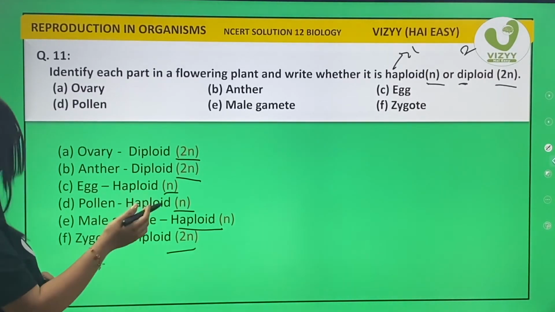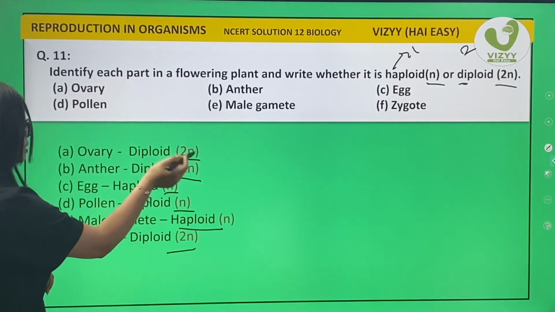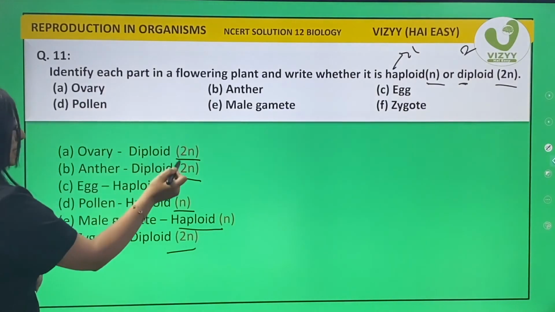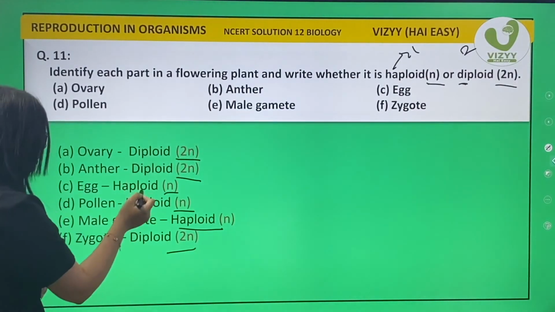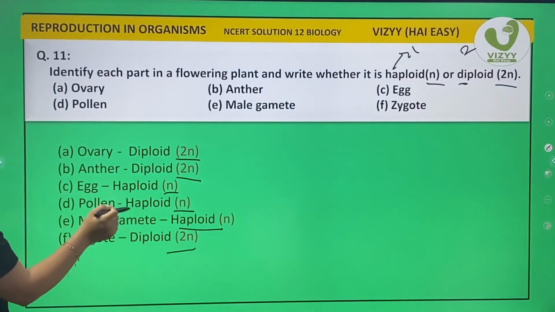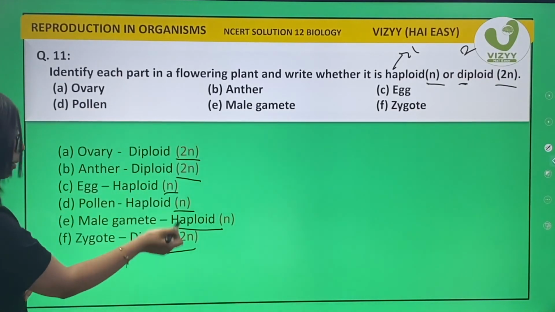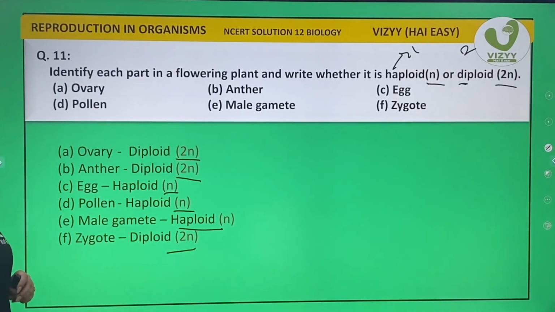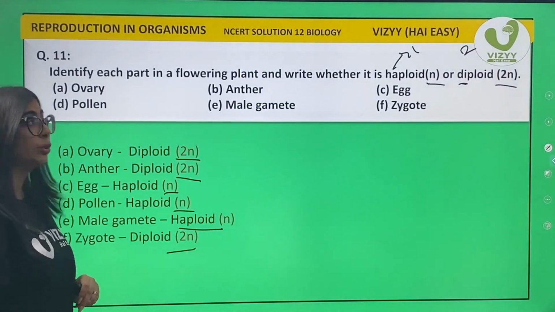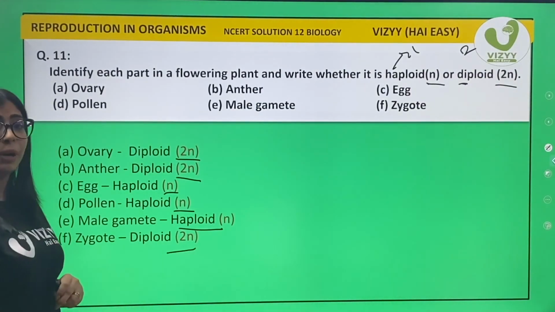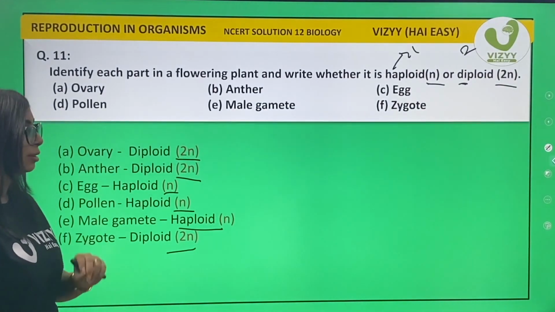So we are done with this question. Ovary is diploid, anther is diploid, egg is always haploid, pollen is haploid, male gamete is again haploid, and lastly zygote is diploid. So kids, this is your question number 11 and answer with it.